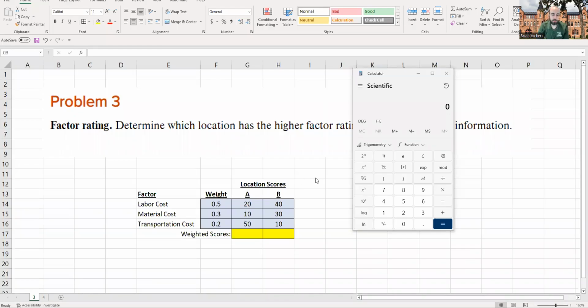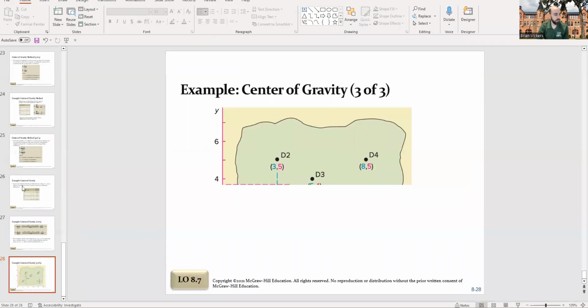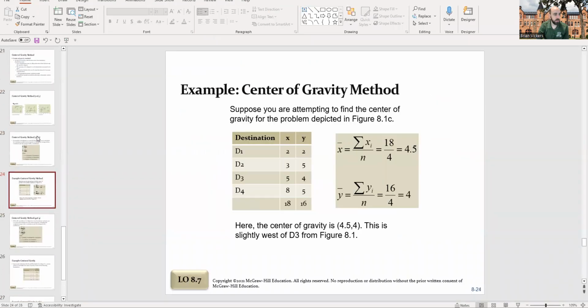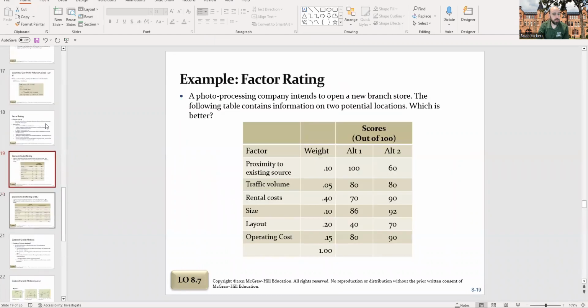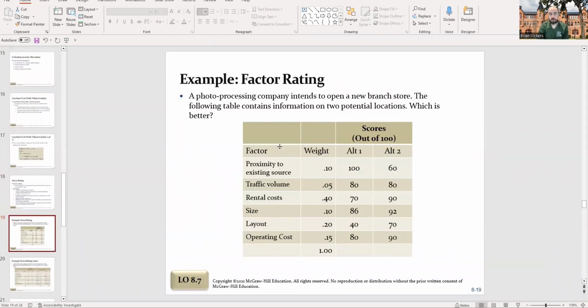I'm going to take problems 3 and 4 out of the book, but I'm going to make a few changes to them. We talked about in our lecture the factor rating, wherein we take a series of various factors that we care about when we are determining where we're going to build our new facility space. So the example from the PowerPoint was proximity to existing source, traffic volume, rental cost, size, layout, operating cost.